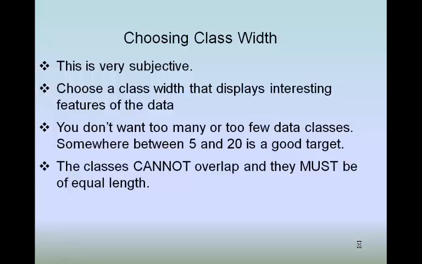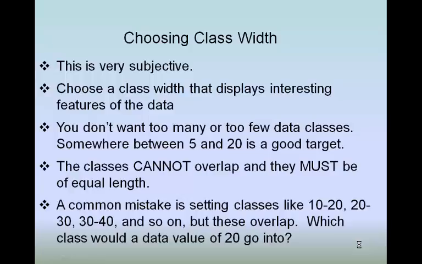So if I have a number, I have to be able to look at that number and know exactly which class it's in, so I can't have any overlapping of my class intervals. A common mistake is setting classes like 10 to 20, 20 to 30, 30 to 40, and so on, but these overlap. Which class would a data value of 20 go into?